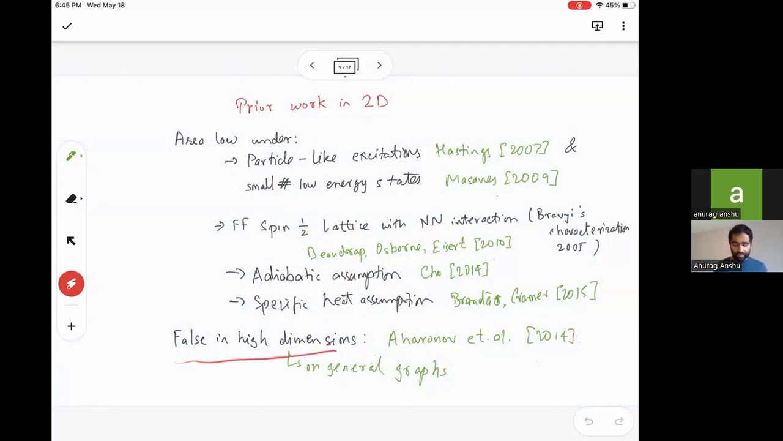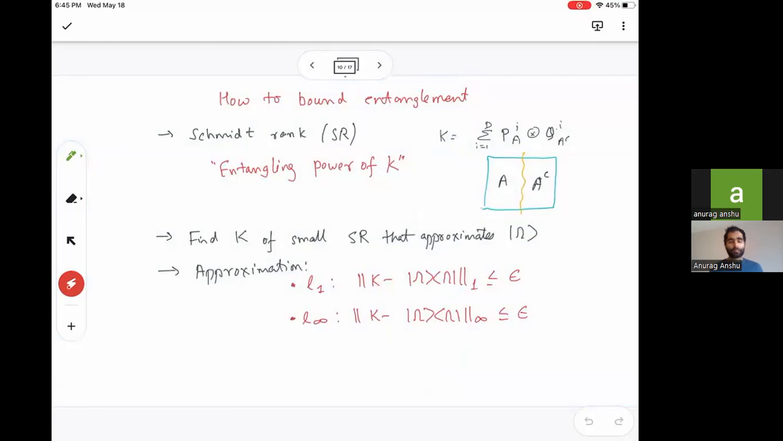Area law is known to be false in high dimensions, especially on very general, complex-looking graphs, as shown by the result of Aharonov et al. in 2014. So in the remaining talk, I'll describe how we really prove such a result. It's based on a technique that starts from Hastings and was developed further by several authors.